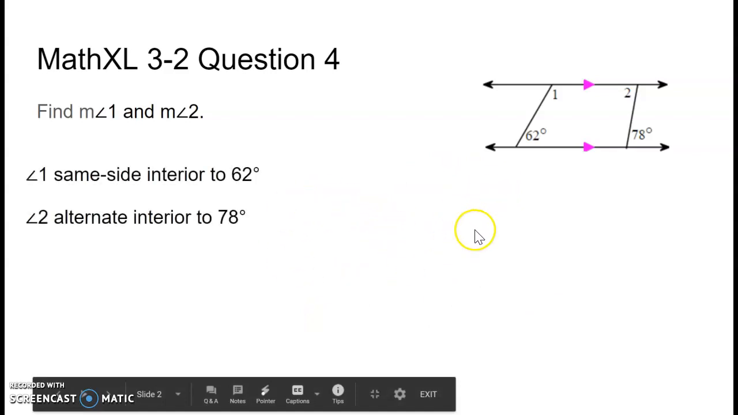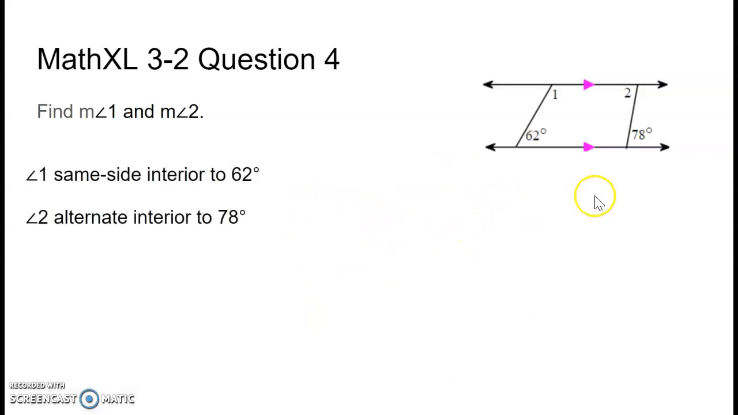Angle 2 is alternate interior to the other angle. If you'll notice that angle 2 is on the left side, and the 78 degree angle is on the right. Now these are different relationships, so they are different measure relationships too. Angle 1 is supplementary, so it's 180 minus 62 to end up with 118. Angle 2 is going to be congruent, so 78 degrees.